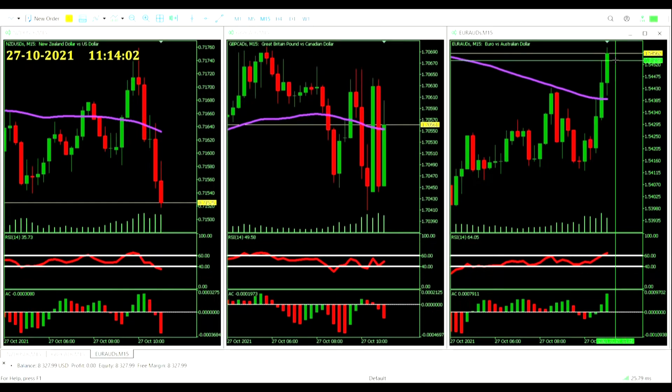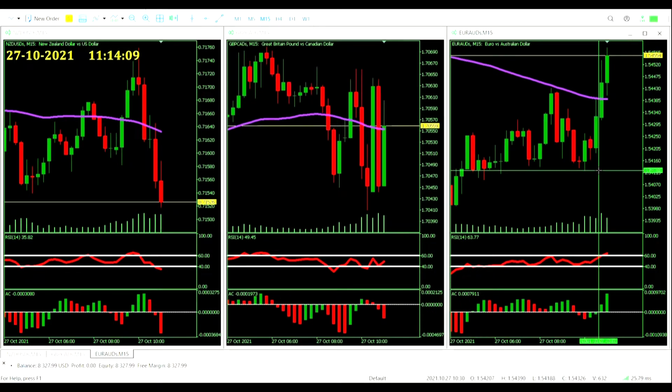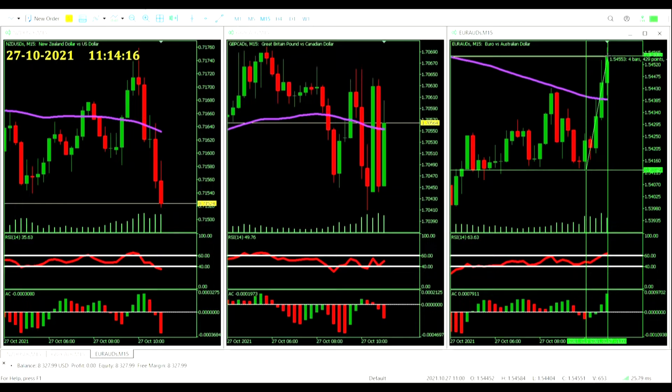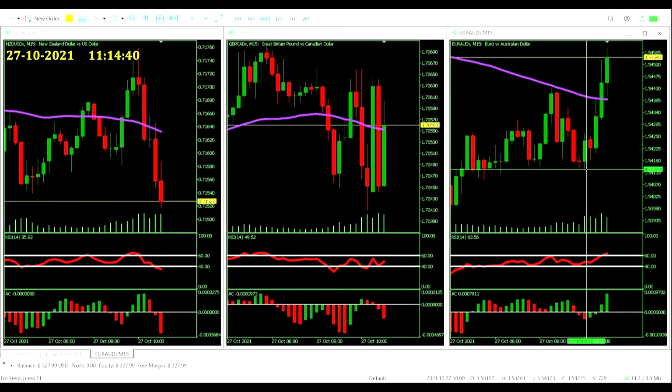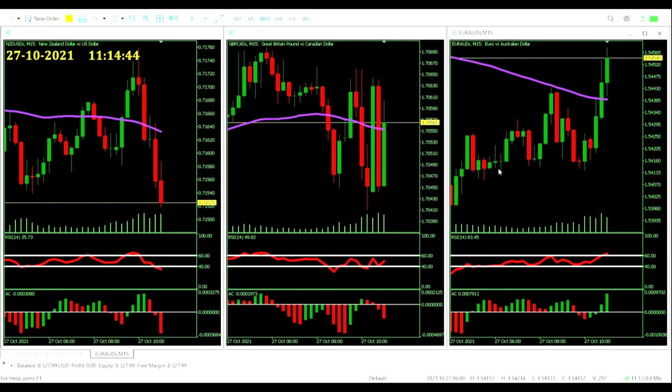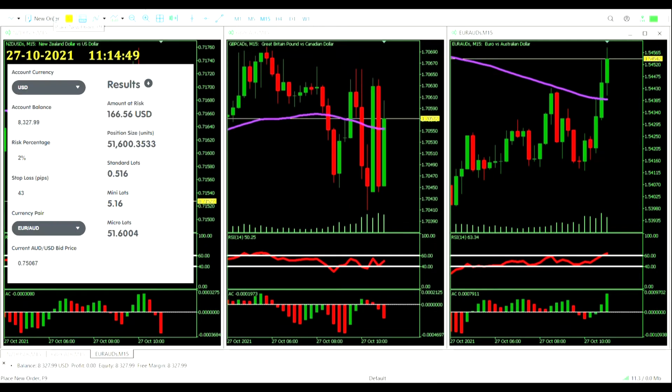Let's prepare ourselves for this trade entry. Looking at the last 14 periods of the Euro Australian dollar, find the lowest low, which is down here. So it's about 43 pips. That's what we're going to call it, 43. Starting the day at $8,327.99. Means at a 2% risk to this distance in this trade, we will be risking $166.56. You can see how our risk is calculated on screen.